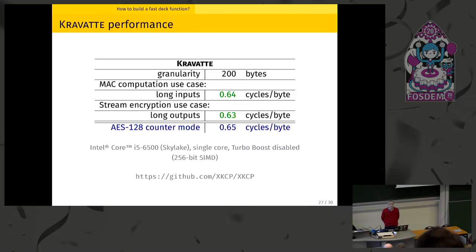Skylake is a fairly common processor nowadays. It has AVX2 instructions. AVX2 are 256-bit SIMD instructions. And using that, we can implement Kravatte with a speed that is slightly faster than AES in counter mode on that platform. Bear in mind that on this platform, there is the AES-NI instruction. So basically, the AES implementation is a hardware implementation, whereas Kravatte uses just the general purpose vector instructions on that machine.